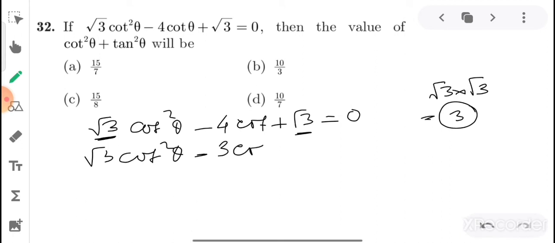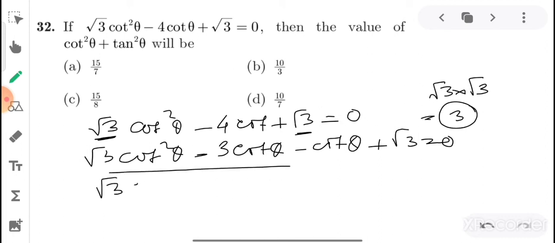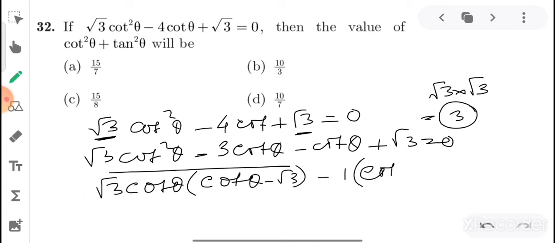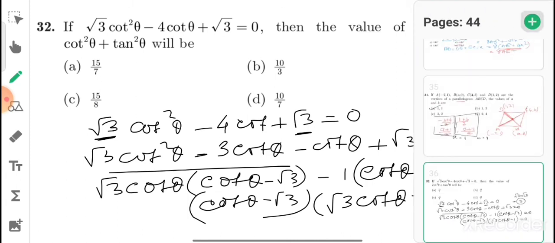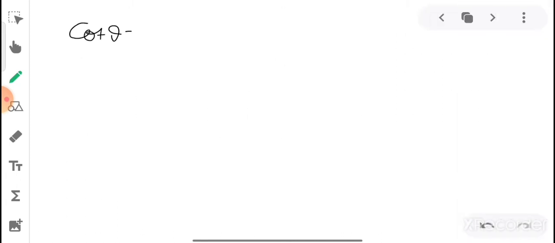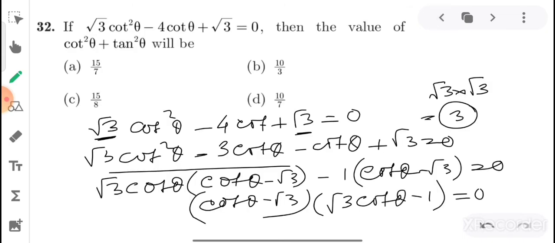So it will be root 3 cot square theta minus 3 cot theta minus cot theta plus root 3 is equal to 0. We take root 3 cot theta as common, then it will give cot theta minus root 3, and minus 1 (cot theta minus root 3). Then (cot theta minus root 3)(root 3 cot theta minus 1) is equal to 0. Then we get one value of cot theta is root 3, and another value will be 1 by root 3.